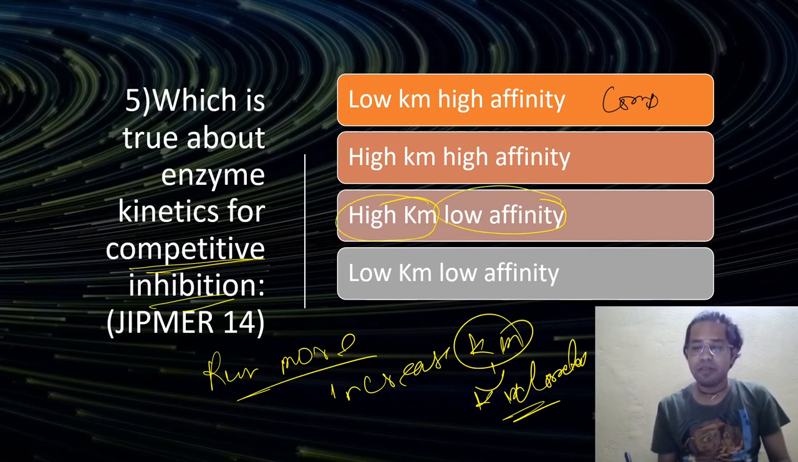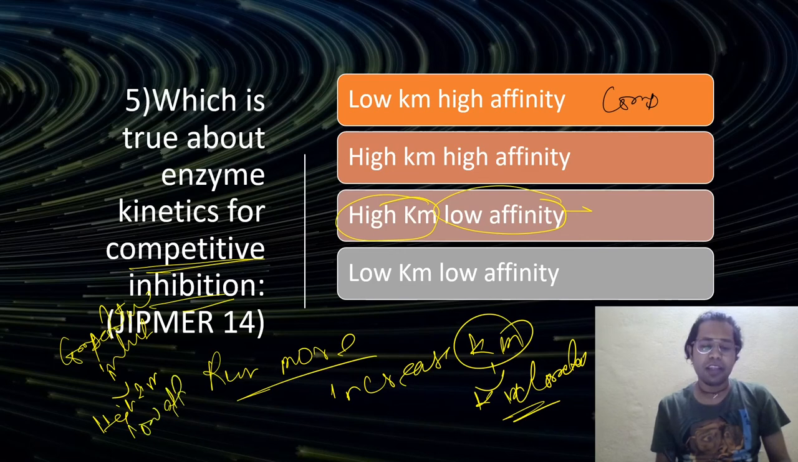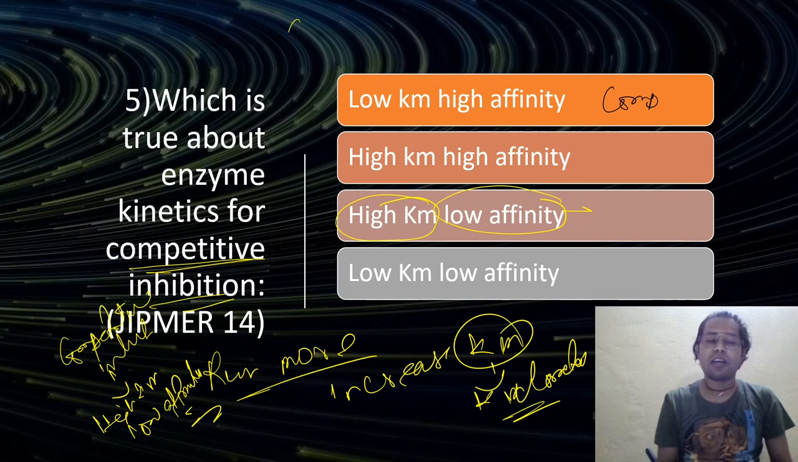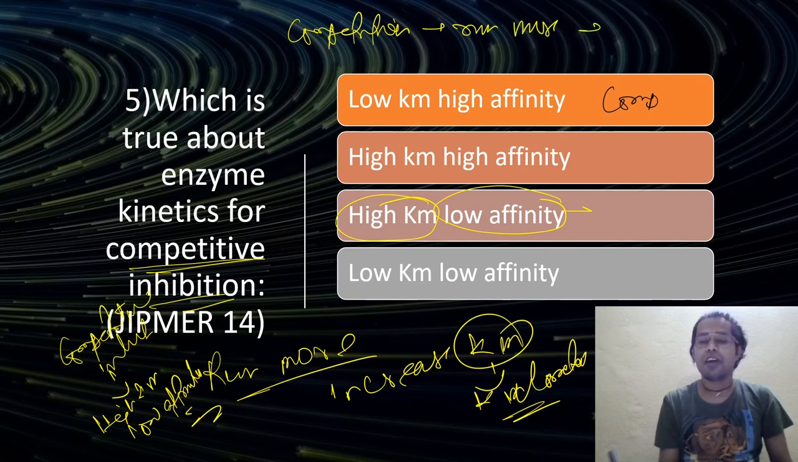So in competitive inhibition, we have to run more: high KM and low affinity. ठीक है, you can remember like that. Competition may have to run more, so high KM and low affinity.